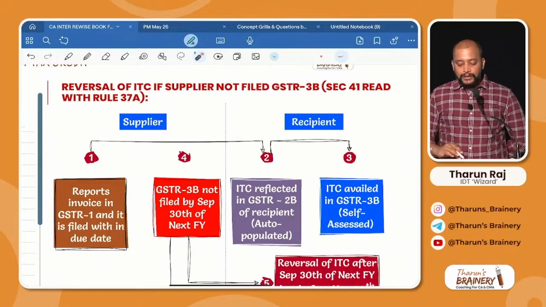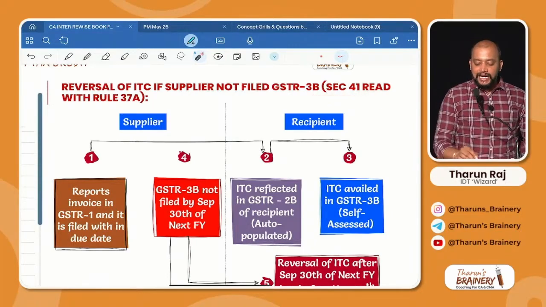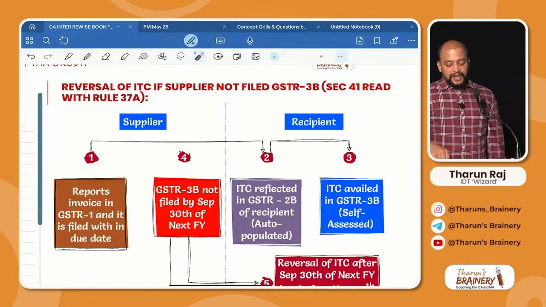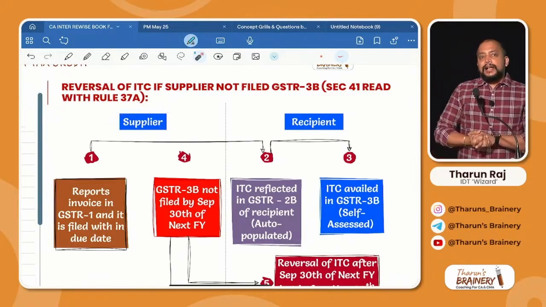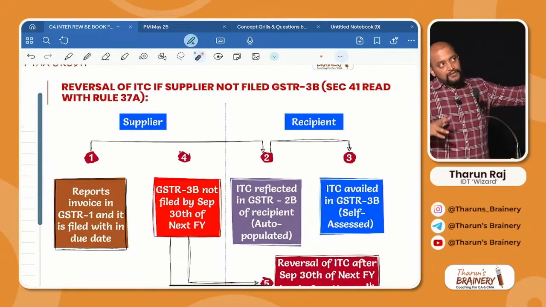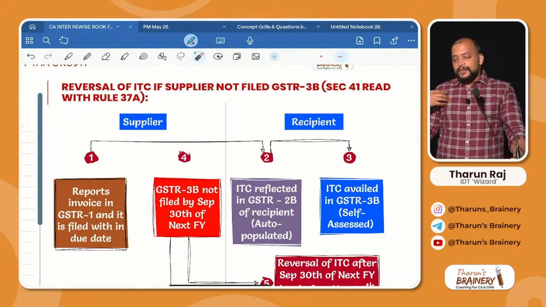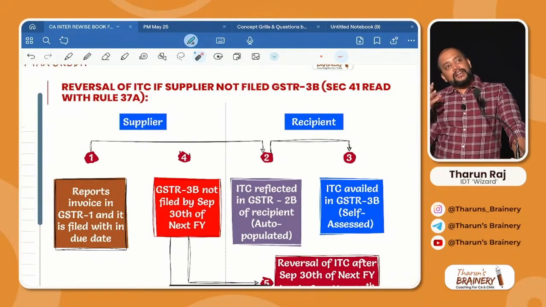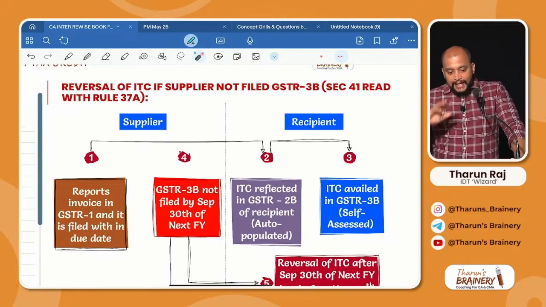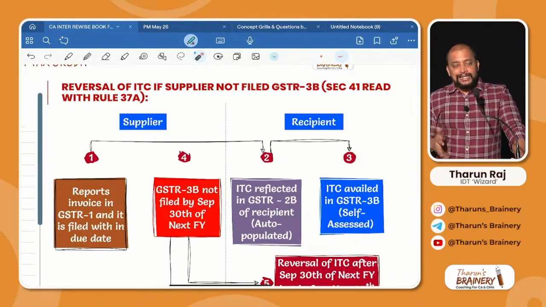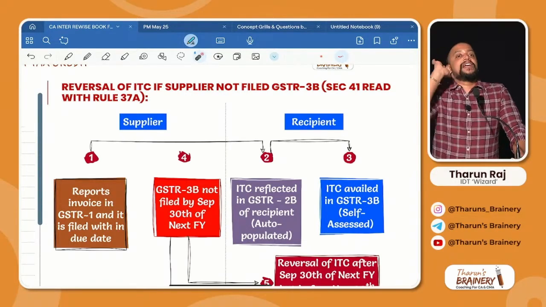Now another rule. Section 41 read with rule 37A. What does it say? My supplier filed GSTR1. It came in my 2B. Concentrate. My supplier filed GSTR1. It came in my 2B. But what happened is that I availed the ITC also. My supplier did not file his 3B.